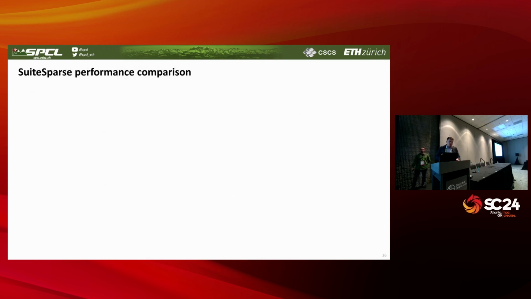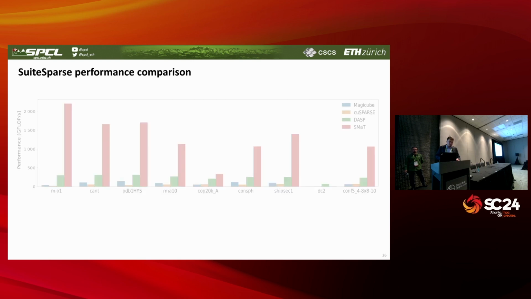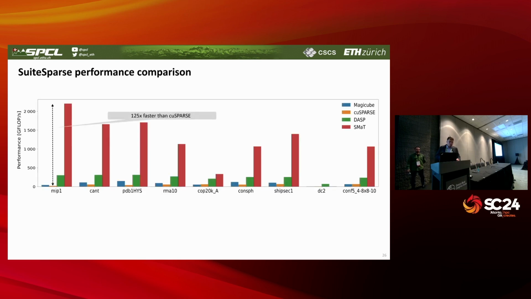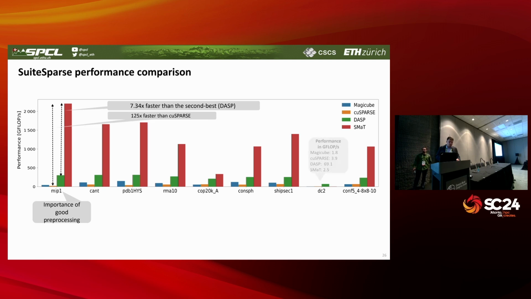Finally, we arrived at the SuiteSparse performance comparison on real-world matrices. So, what we notice is that SMaT continuously outperforms other state-of-the-art methods. For example, for the MIP1 matrix, SMaT is 125 times faster than cuSparse and 7.3 times faster than the second best method, which is DASP in this case. As emphasized previously, that is the importance of good preprocessing for this matrix.